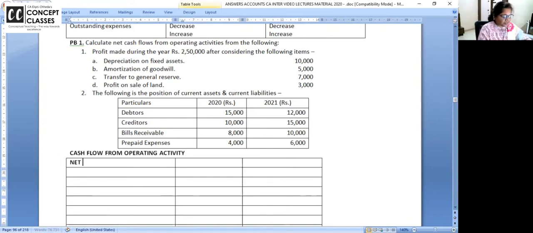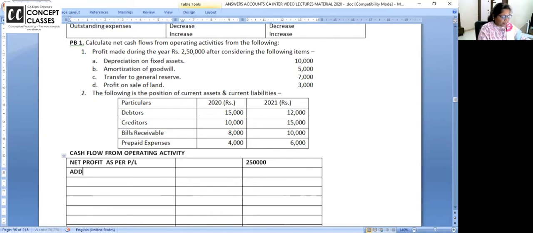Our journey is from net profit to cash profit. So net profit as per the P&L account. How much is your net profit? 2,50,000. And now add. You can do add and less together. Add, and then leaving 4 lines for less like that is not needed. You can do it together, right?